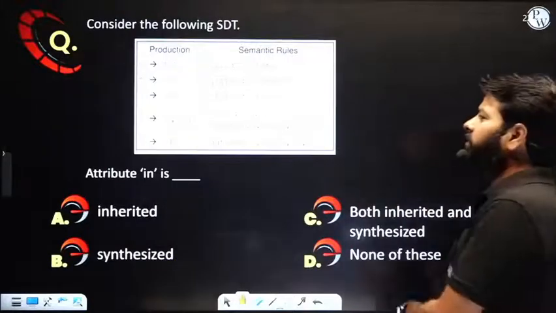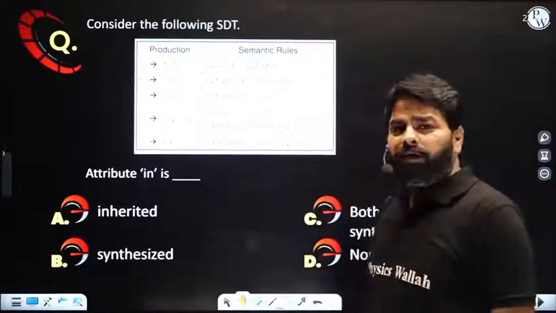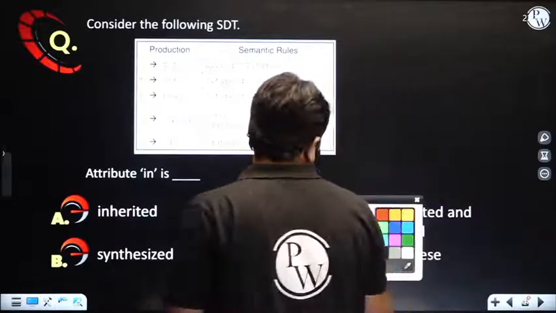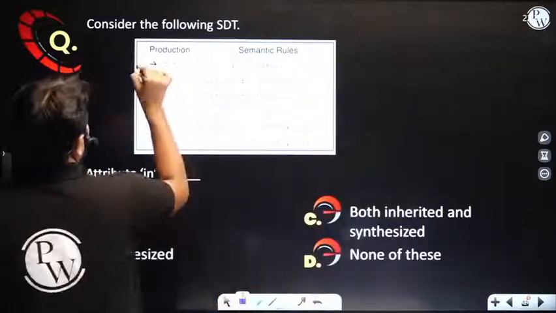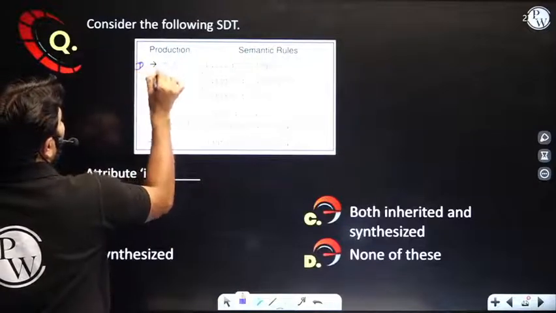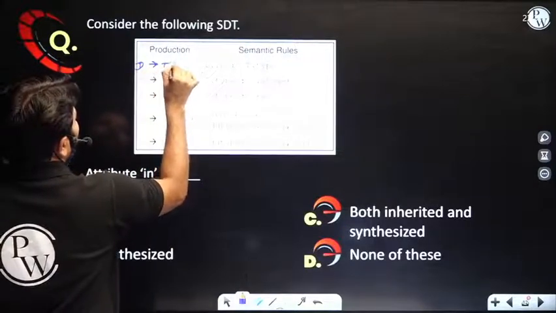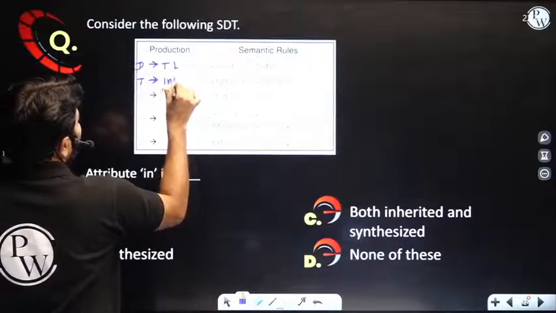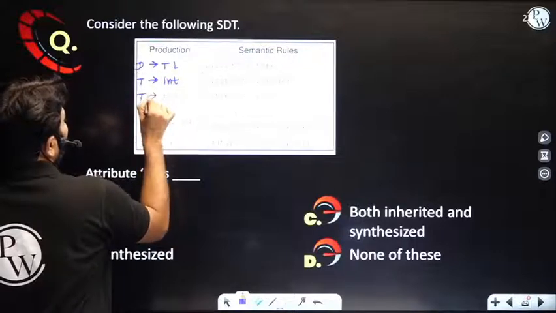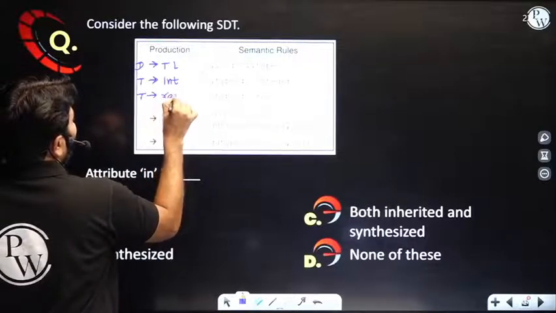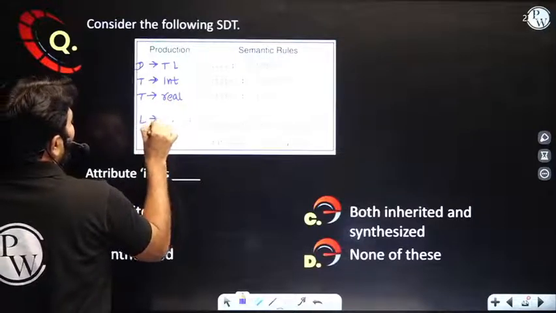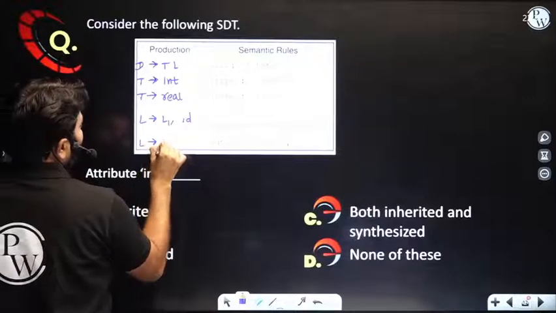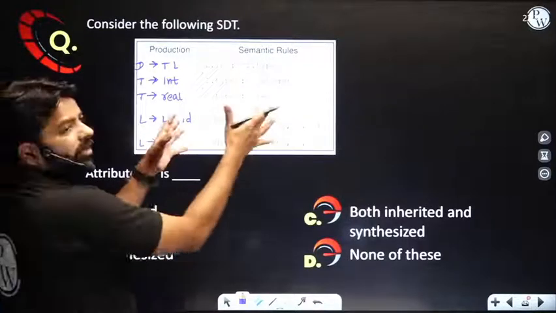Okay, a very, very good question that I have seen in GATE, but the GATE question was different. I hope you are able to see it, but if you are not able to see, let me write it. This one is D arrow T L. This one is T arrow integer. T arrow real. L arrow L1 comma ID. L arrow ID. So we have some translations here.